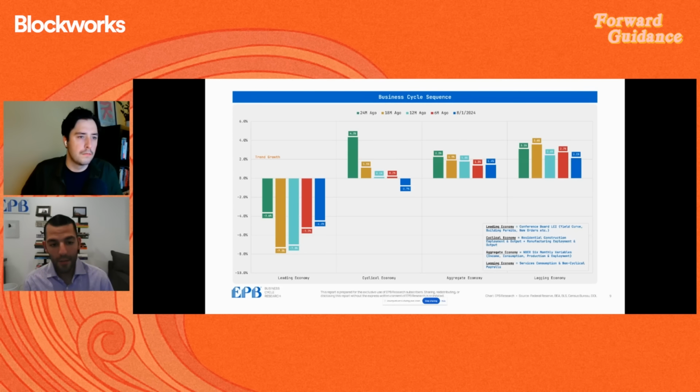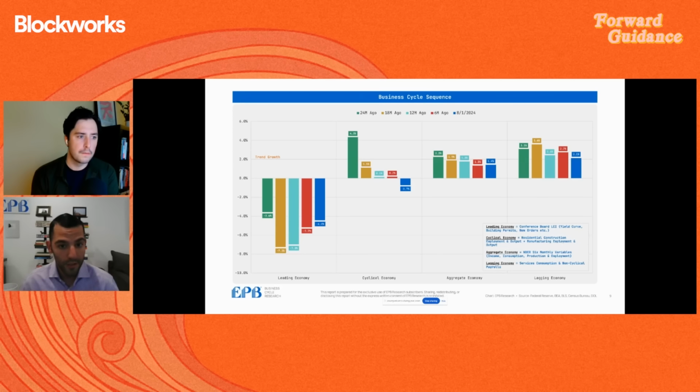The cyclical economy is the engine of the economy. This is where all recessions live and die, in that cyclical economy of construction and manufacturing. And the cyclical economy has been decelerating. You can see 2 years ago, we were growing at 4%, then 1%, then 0, now a very mild contraction. The aggregate economy has been very stable, and the lagging economy has been growing very stable as well and above trend. All of these indicators were measuring both employment and production together.